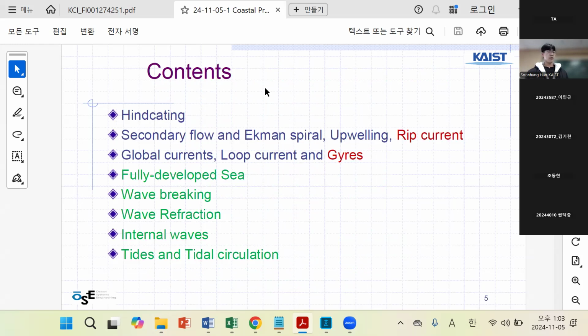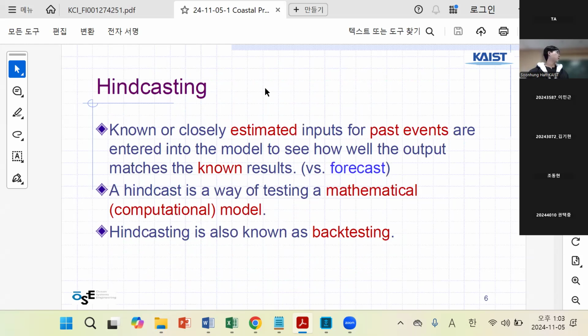And the final topics that I took today are hindcasting, secondary flow, the Ekman spiral, upwelling, rip current, longshore current, and gyres. First, hindcasting. Hindcasting has quite the opposite meaning of forecasting. It uses the best data to predict the future. So it uses known or closely estimated inputs for past events to enter into a model to see how well the output matches the known results. It is also called backtesting.